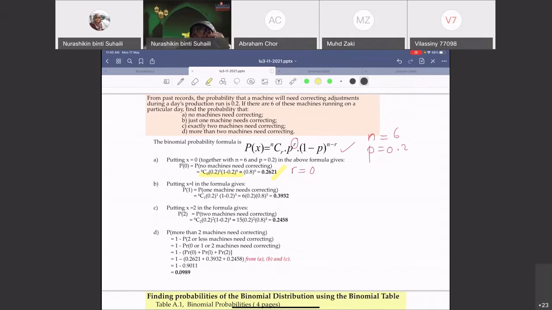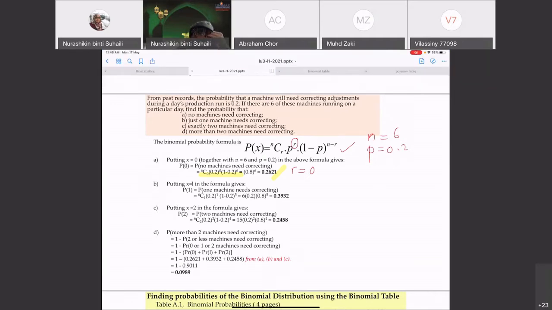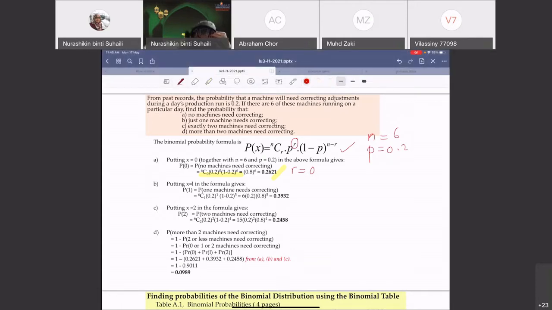Another thing that you can take note of is that the values you calculate are in the form of decimal points, and it should be less than 1.